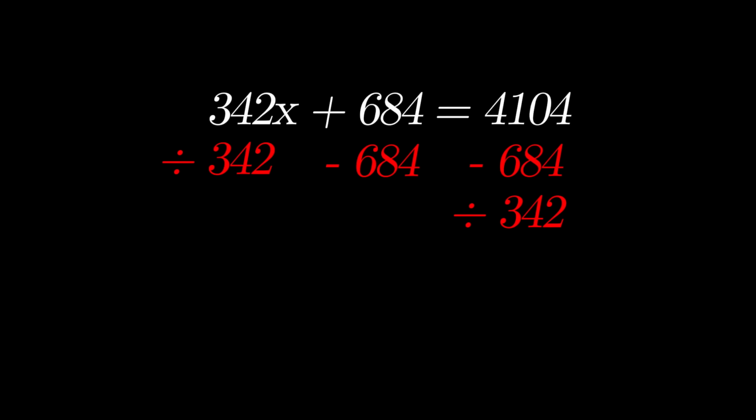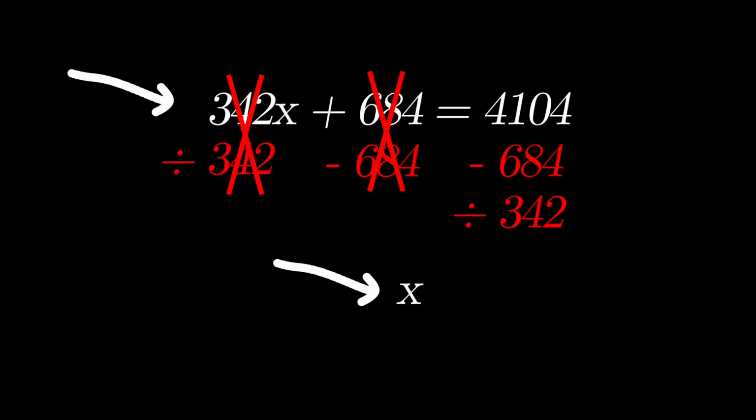Think of it like this. If we would like to solve this equation, we would use the inverse operation to cancel out the constant on this side. By doing that, we've isolated the variable and thus gotten its value.